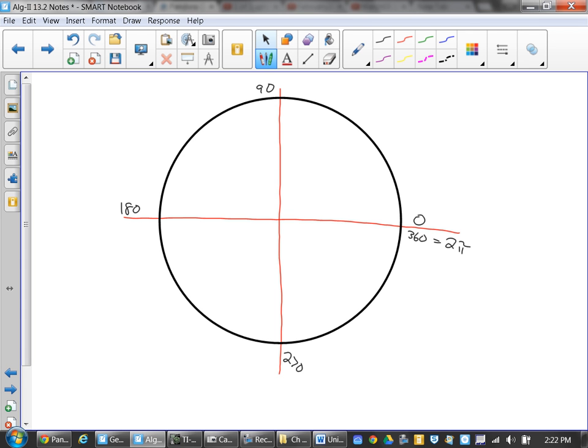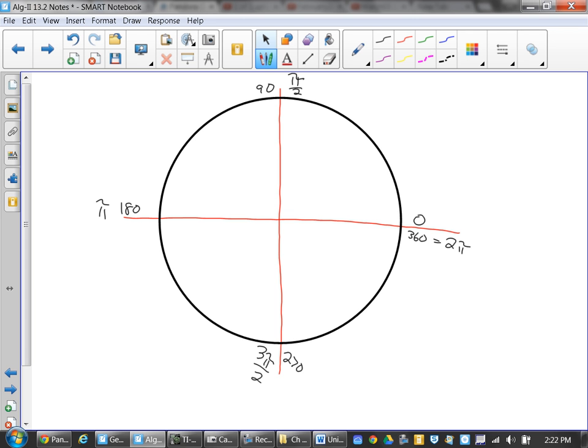180 is half of 360, correct? So what would that be in terms of pi? Pi. 90 is half of 180. 1/2 pi, but we write it as pi over 2. Looking at 180 to 360, 270 is between 180 and 360. 3 pi over 2. Very good.